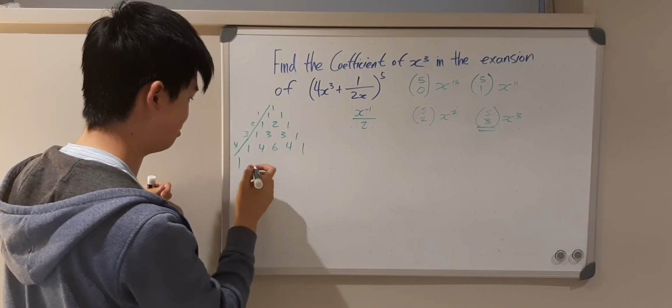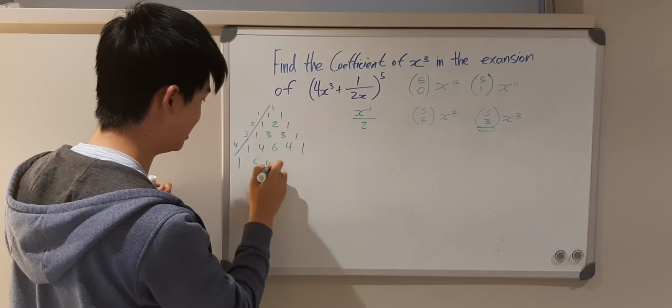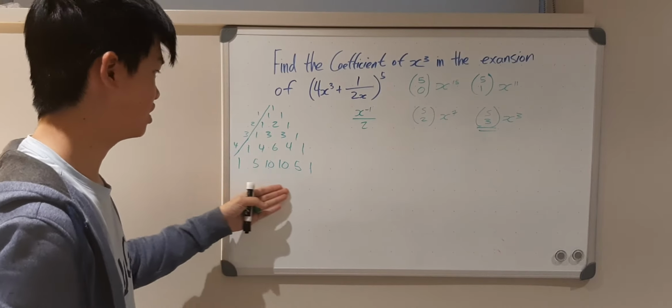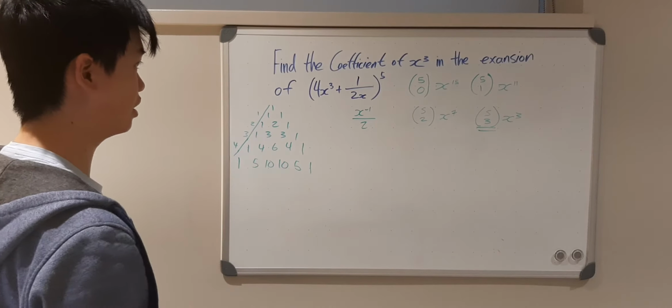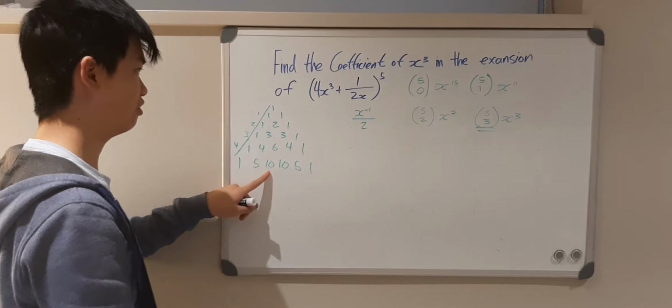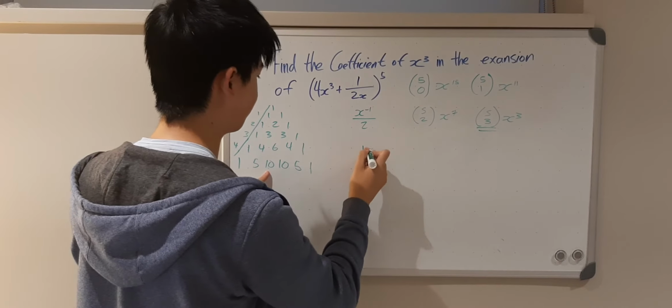I can't write down a 5, but that's okay. 5, 10, 10, 5, 1. So these are the coefficients. And we're on the third one, so 1, 2, 3. This is the coefficient we're applying, 10.